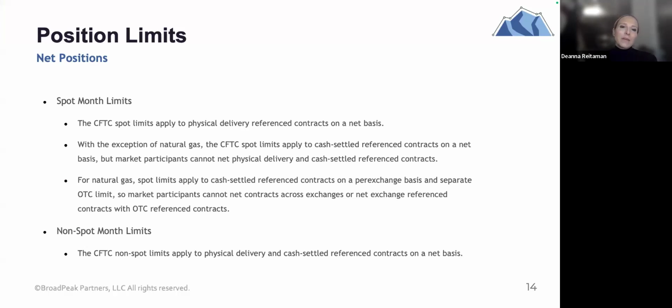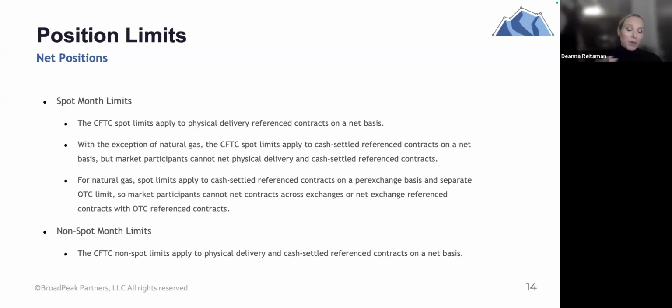So the position limits are net. They're net position limits. So they apply to the physical delivery reference contract on a net basis. Of course, like I told you already, with the exception of natural gas, which also applies to cash settled. So it's not like you can just say, oh, I have X position over here that I'm long, X position over here that I'm short, and none of those meet the limits. You have to actually net them out and then see if you meet the spot month limit.